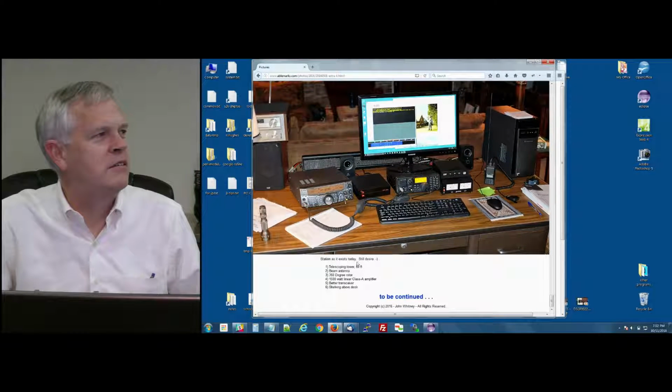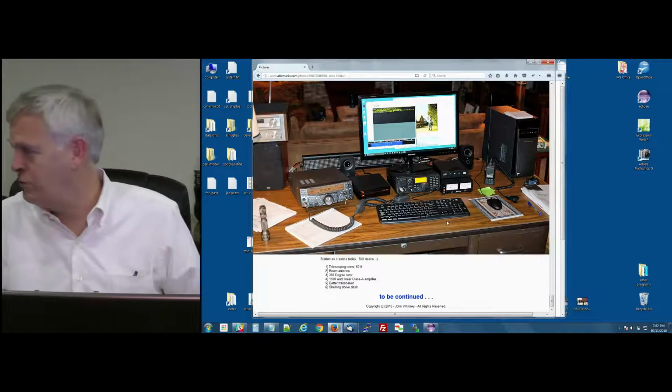This is what we need. We need a 60-foot tower, a beam antenna, a rotor, amplifier, better transceiver, and a shelf. Very nice.